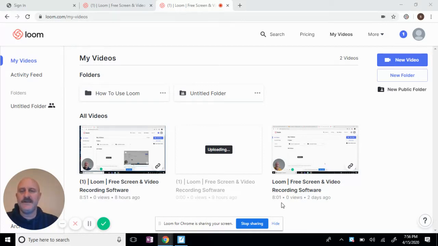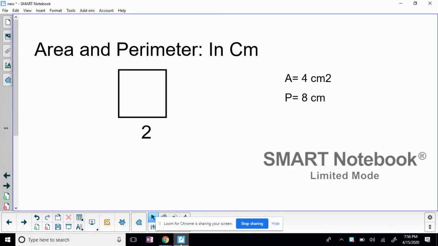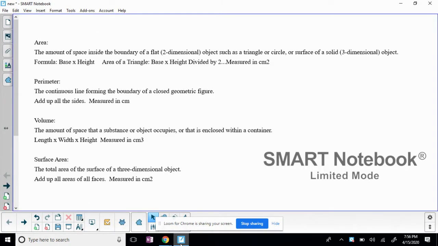Grade six. I'm going to continue on with the math lesson we started the other day about perimeter and area. Just to review, these four concepts are the basis for the unit. If you can have a good understanding of these four concepts, you're going to do great. Area, perimeter, volume, and surface area.